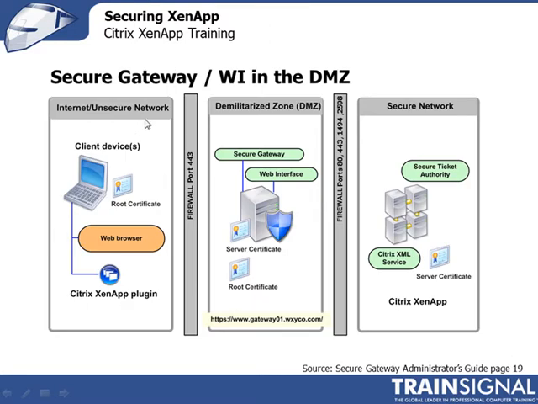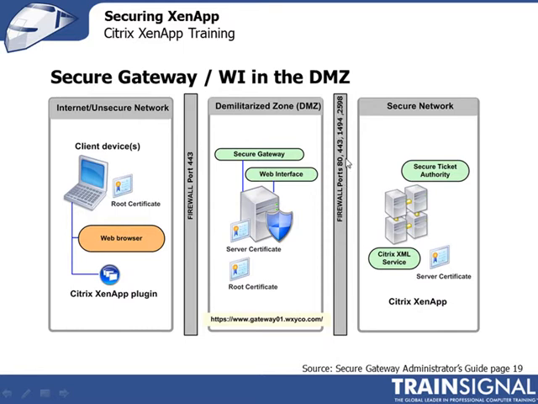Now, the Secure Gateway can be deployed in your environment in any number of different ways. Right now, this diagram illustrates the Secure Gateway and the Web Interface in the DMZ. Users connecting from the outside are going to traverse the firewall and hit the Secure Gateway, and the Secure Gateway will proxy the connection and secure the connection to the Web Interface and allow you access to the inside resources.